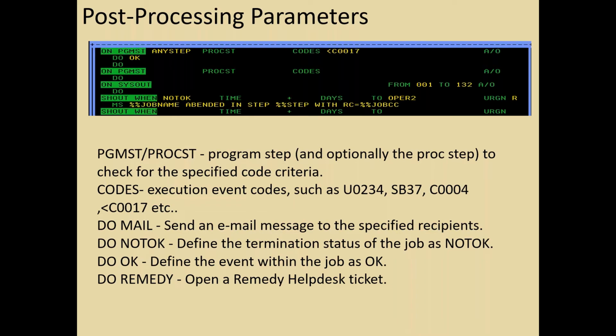Then do not okay defines the termination status of a job as not okay. So in do not okay, whenever your job fails in Control-M, you can see the job has failed in a not okay status. Then do okay defines the event within a job, then okay. Then do remedy opens a remedy help desk ticket.